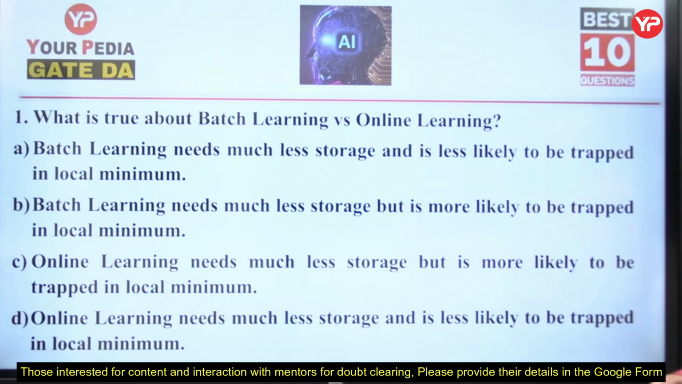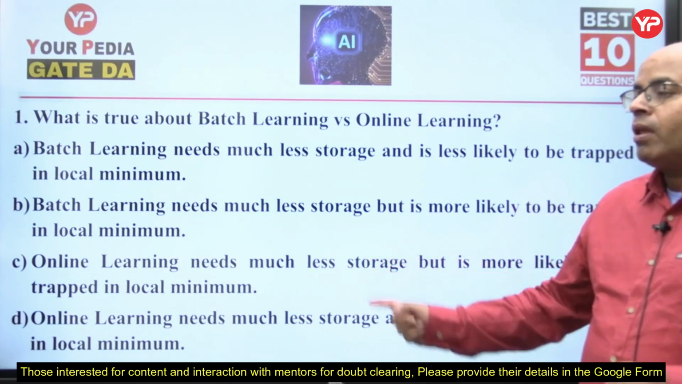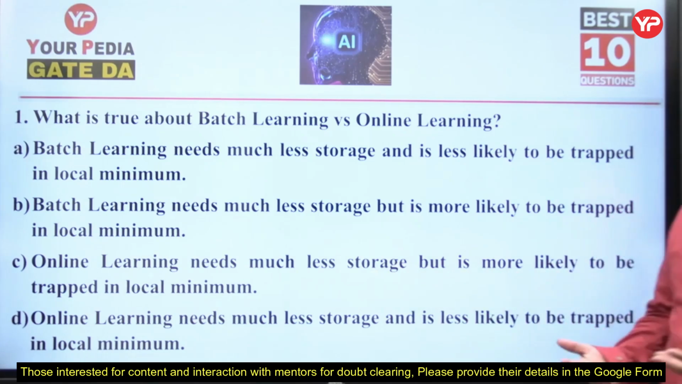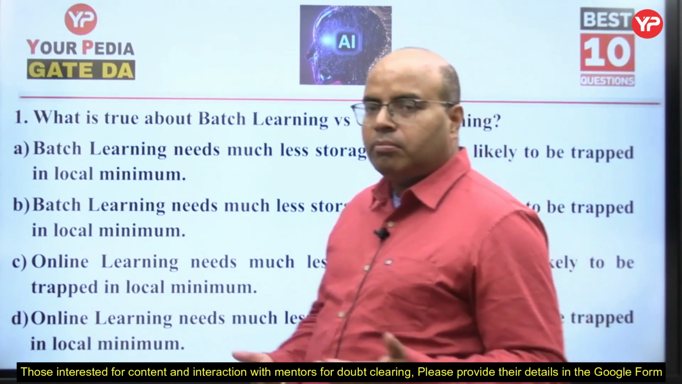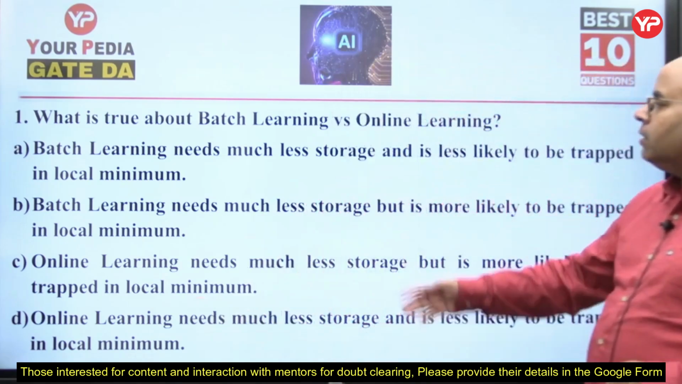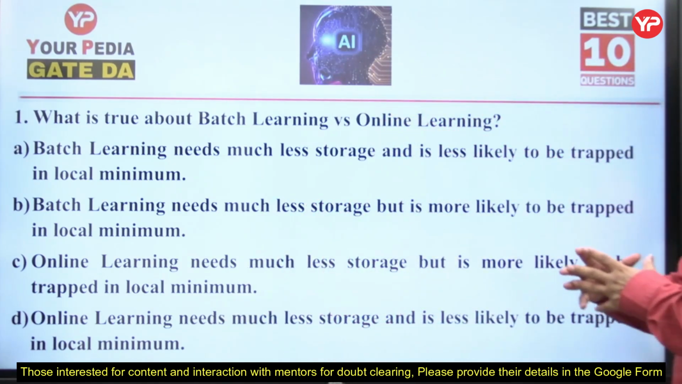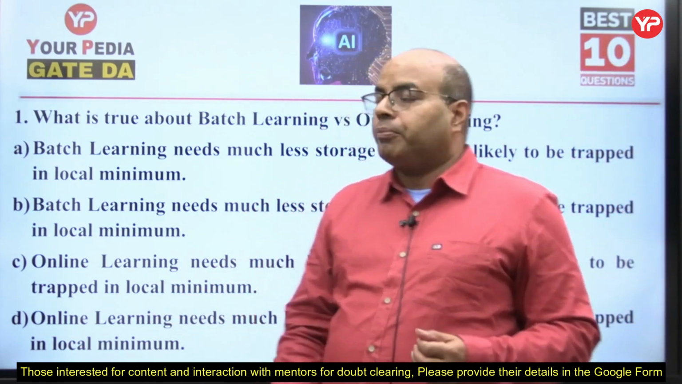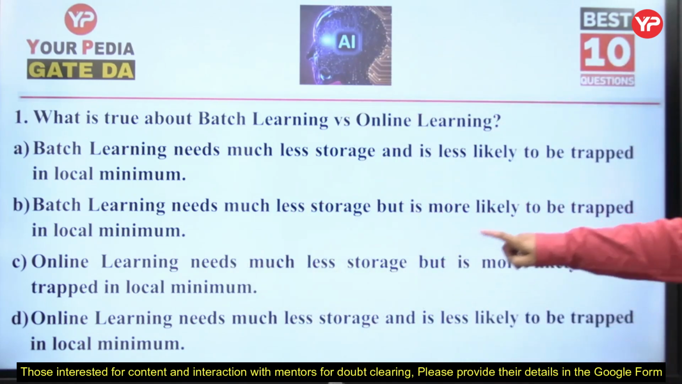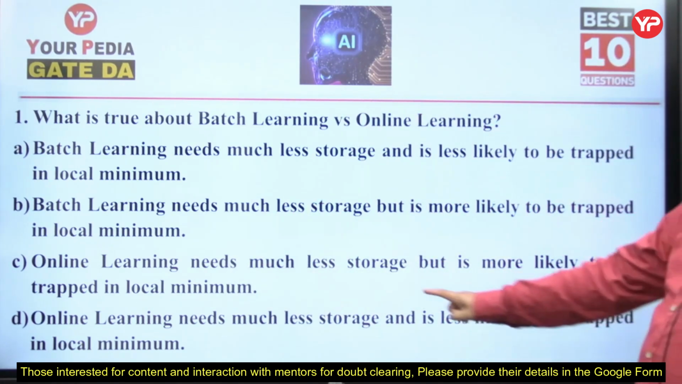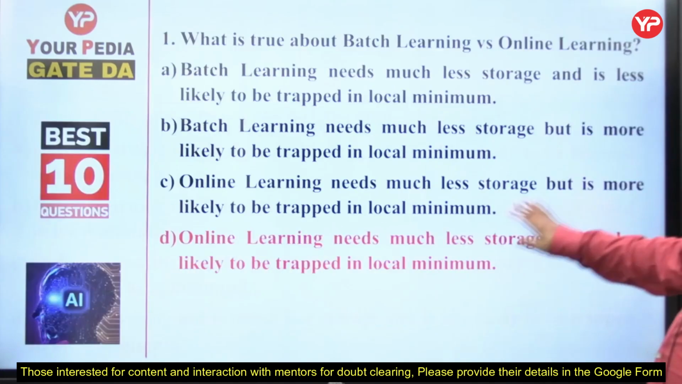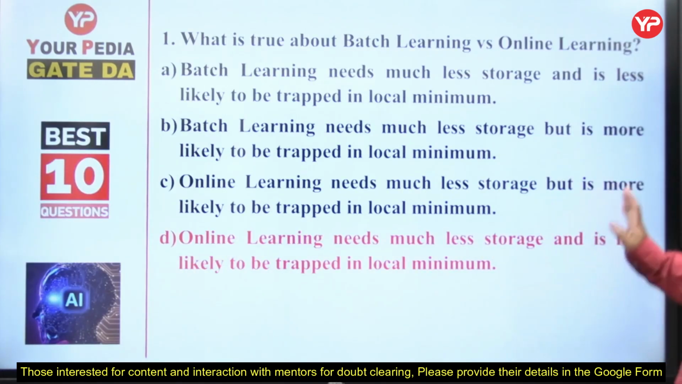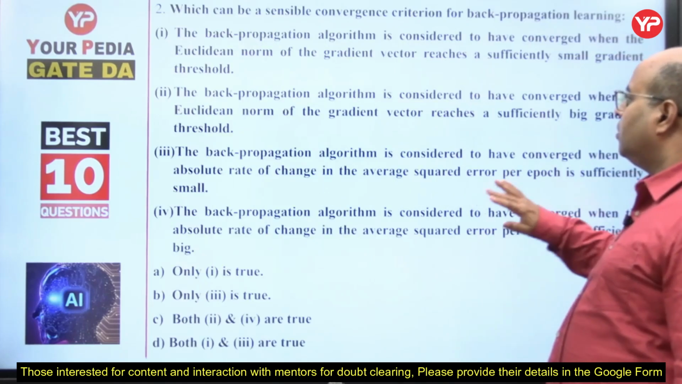C is online learning needs much less storage, but is more likely to be trapped in local minimum. No, online learning means the actual data is coming, so local minimum it won't get trapped. That only happens when all the data you are having, since the entire data is there, then local minima are more. So online learning needs much less storage and is less likely to be trapped in local minimum. That's the correct answer.